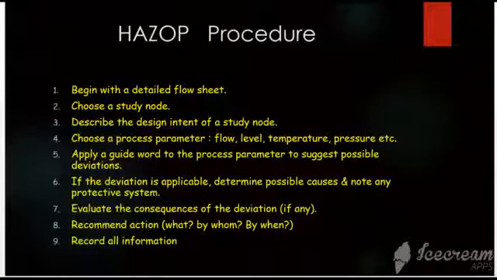Now, how should HAZOP be carried out? First, begin with a detailed flow sheet. Choose a study node. Describe the design intent of the study node. Choose a process parameter: flow, level, temperature, pressure, etc. Apply a guide word to the process parameter to suggest possible deviations. If the deviation is applicable, determine possible causes and note any protective system. Evaluate the consequences of the deviation, if any. Recommend action: what, by whom, and by when. Record all information. Here is a flow chart of how HAZOP should be processed.